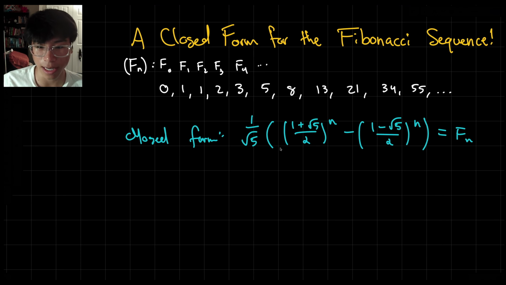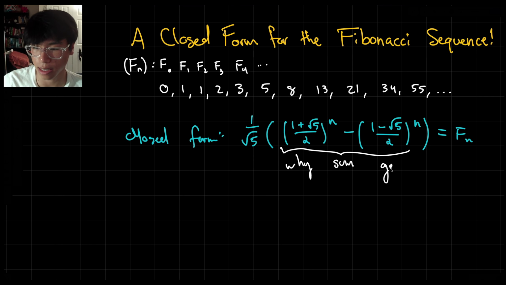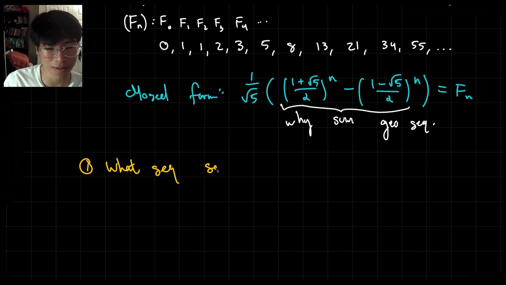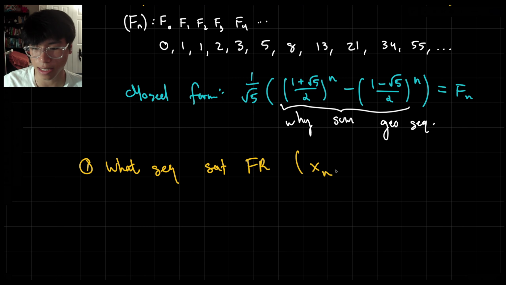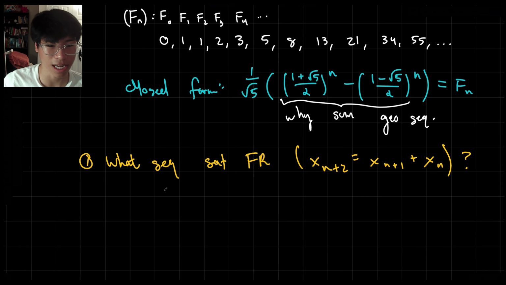Let's analyze what's going on in this closed form. Now notice here we have the difference of two geometric sequences, one with this common ratio and the other with this common ratio. Why is this the sum of two geometric sequences? In order to do that, we need to expand our search to a more general question. Instead of just searching for the closed form for the Fibonacci sequence, let's consider what sequences satisfy the Fibonacci recurrence. And I'll refer to this as the recurrence that specifies a sequence for which each term is the sum of the previous two terms.